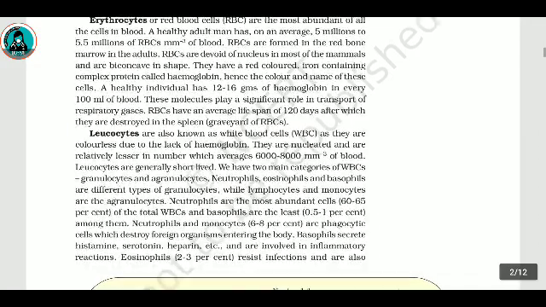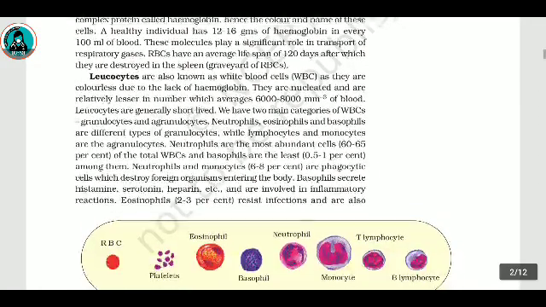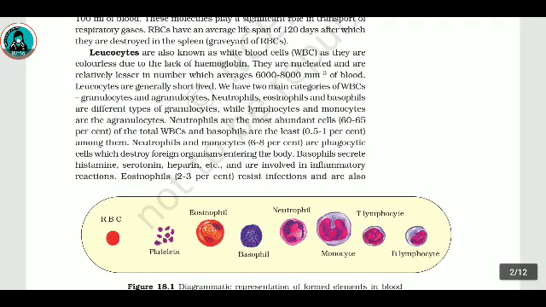Leukocytes are also known as white blood cells, as they are colorless due to the lack of hemoglobin. They are nucleated and are relatively lesser in number, which averages 6,000 to 8,000 per cubic millimeter of blood. Leukocytes are generally short-lived. We have two main categories of WBCs: granulocytes and agranulocytes. Neutrophils, eosinophils, and basophils are different types of granulocytes, while lymphocytes and monocytes are the agranulocytes.